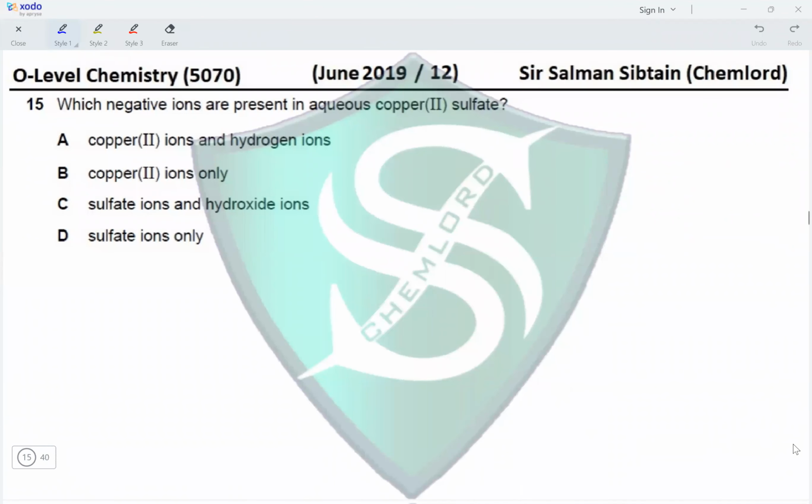Question 15. Which negative ions are present in an aqueous solution of copper sulfate? Now, since this is an aqueous solution of copper sulfate, we have the sulfate ions present in the solution, and because it is aqueous, we have the OH negative ions from water present in the solution. So, A says copper ions and hydrogen ions. This would be true if they mentioned which positive ions are present.